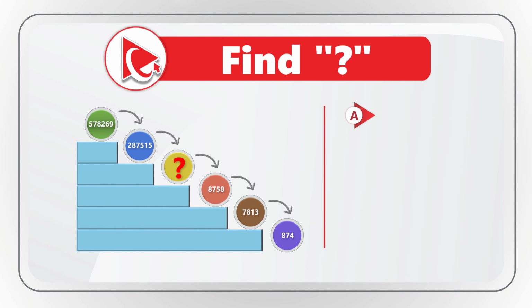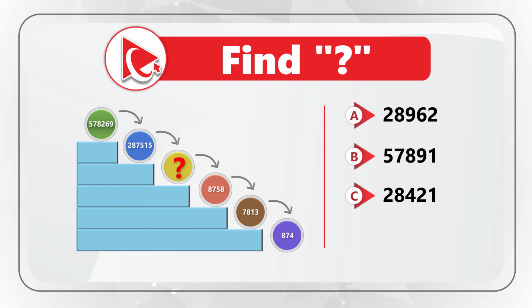Choice A, 28,962. Choice B, 57,891. Choice C, 28,421. And last but not least, choice D, 57,826. Take a close look to see if you can complete the calculations.